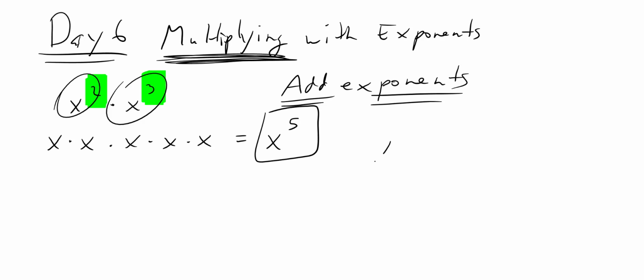They have to be the same base. So in other words, x to the fifth times y to the third, you can't do anything with it. That's it. It's completely simplified.